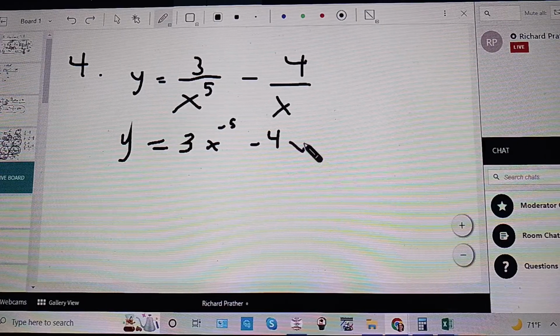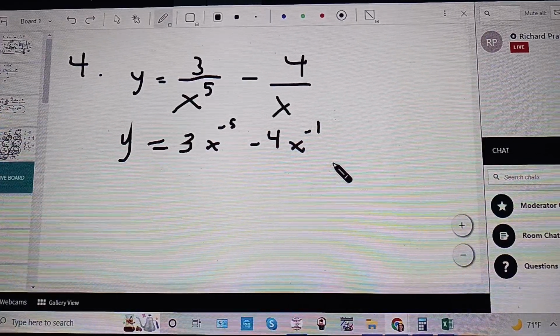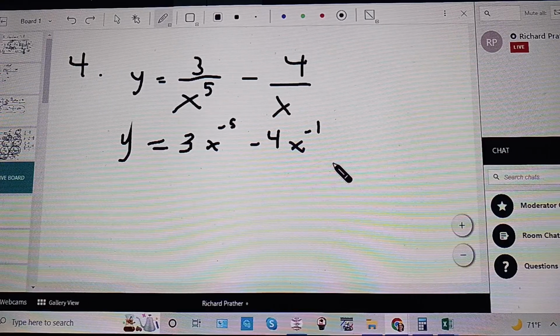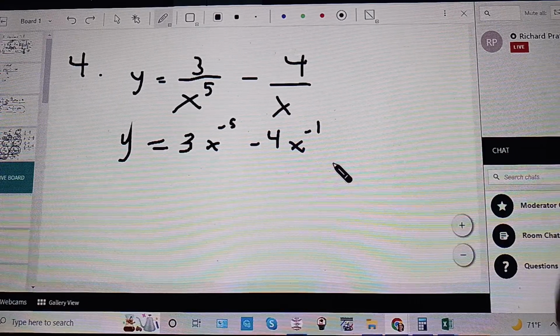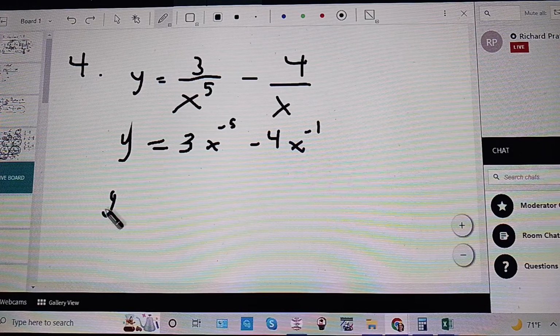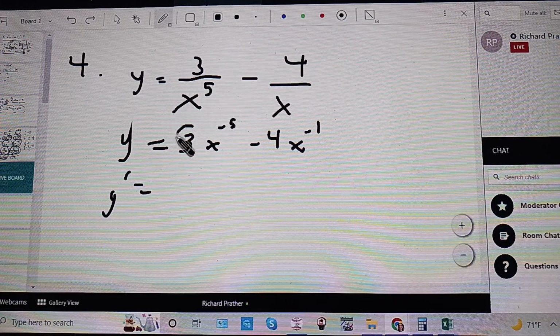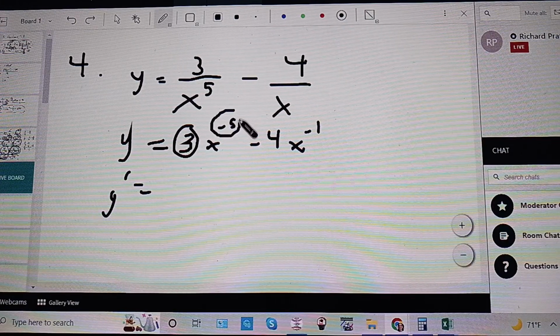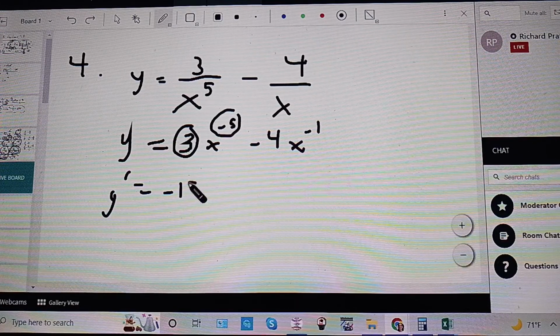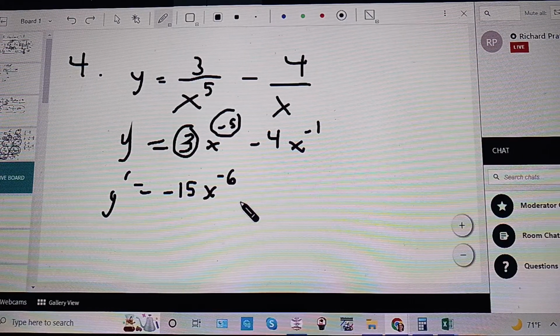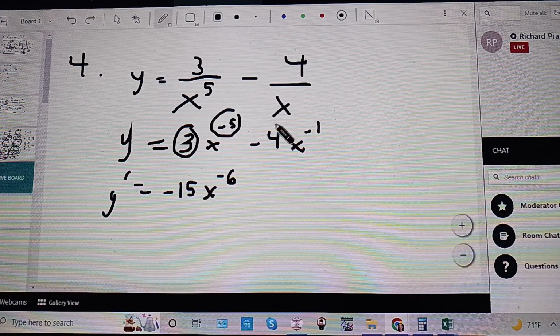Minus 4x to the negative 1. Once you're in this format, now it's much easier to do the power rule. So the derivative would be, now I have a constant times an exponent, which we didn't have a second ago. 3 times negative 5 is negative 15. And then decrease the exponent by 1, and it's negative 5 minus 1, which is actually negative 6. It's easy to mess that up and say negative 4, but you're decreasing the exponent by 1.